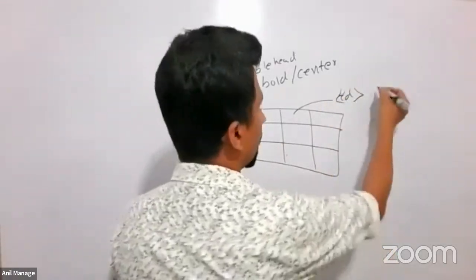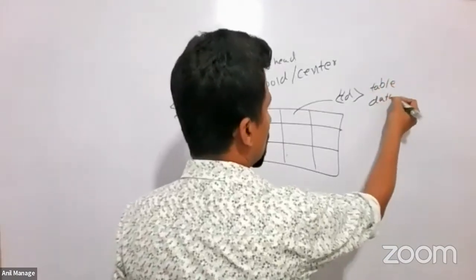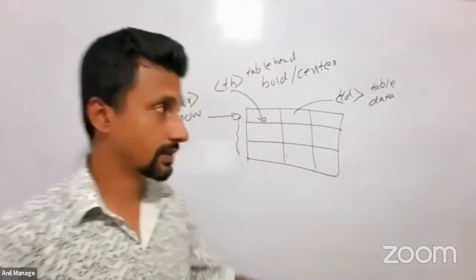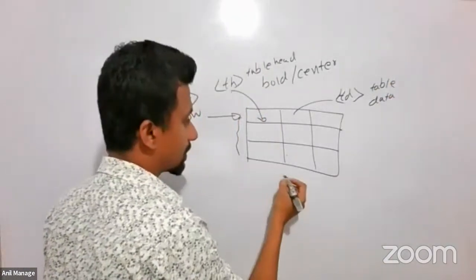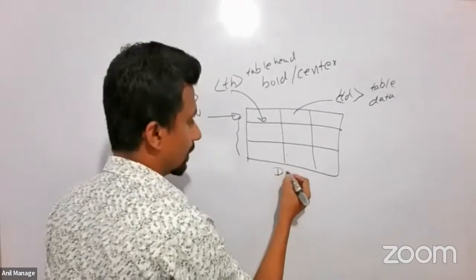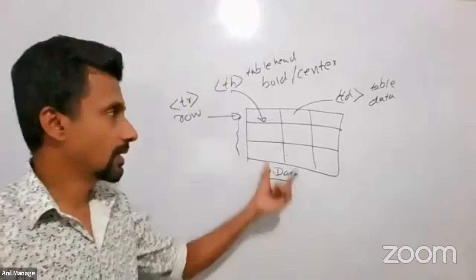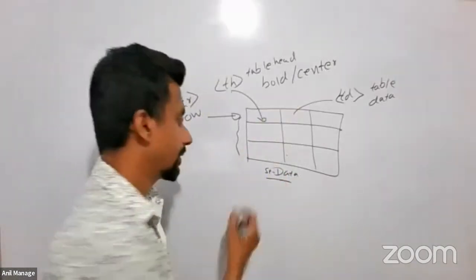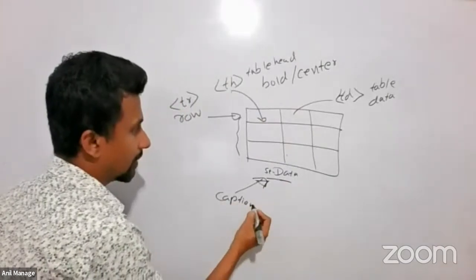TD means table data. It is not bold or centered, right? We'll see how it is working. Then you can have caption. Caption, for example, method data, student data, something like this, right? That is called caption. Caption for the table, but it is outside the table.